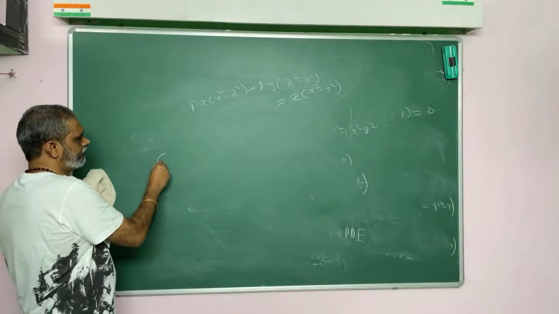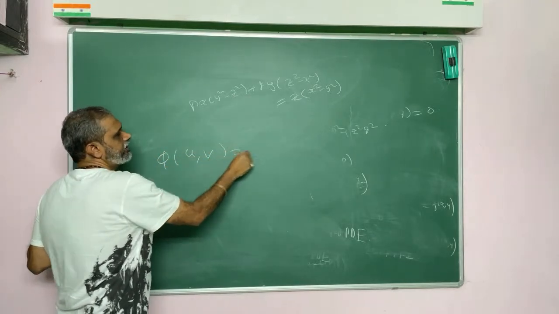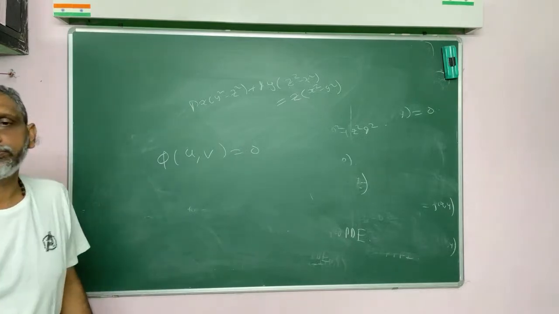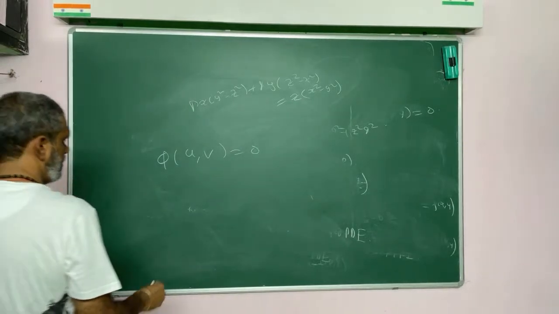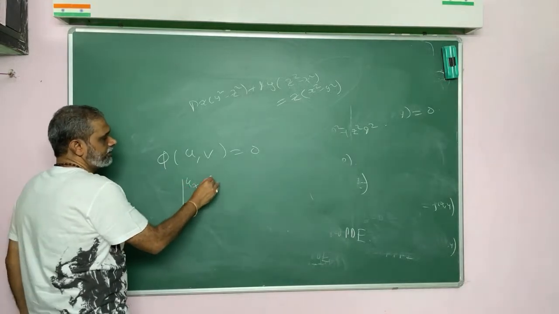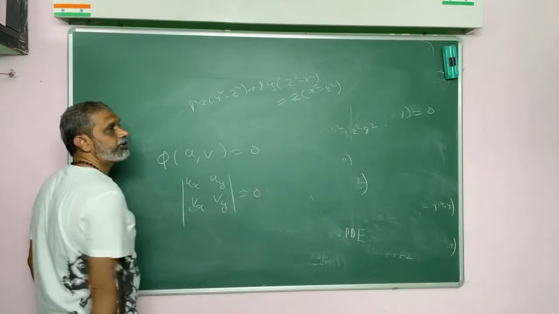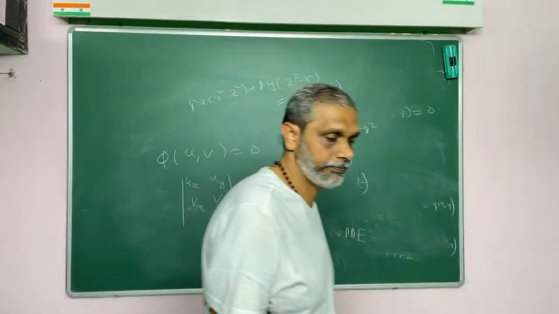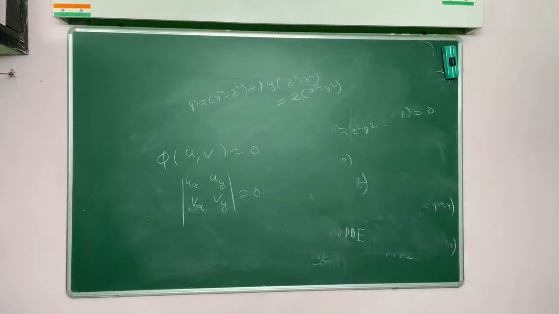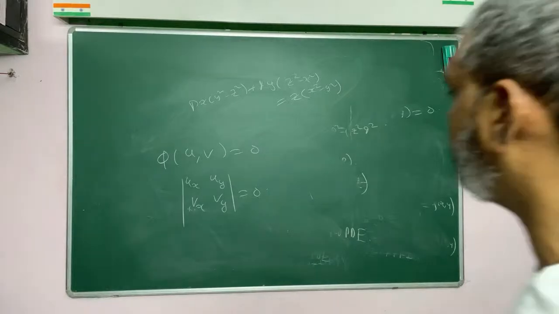Now the next type is what? Phi of u comma v is equal to 0. Phi of u comma v is equal to 0 means how will you write it actually? The same story: removing the function, you get ux, uy, vx, vy is equal to 0.